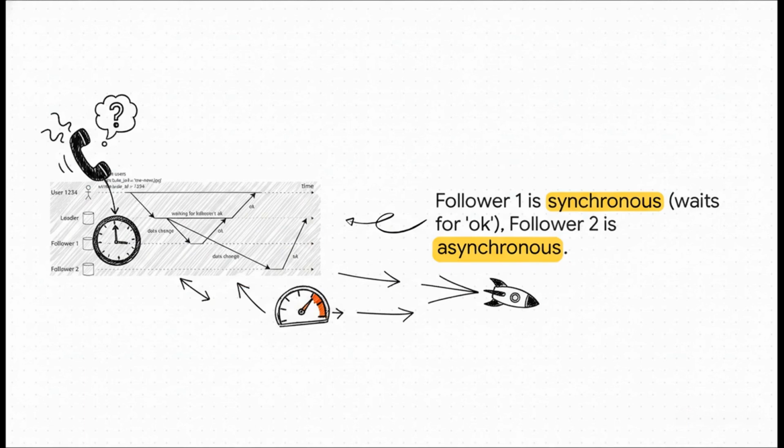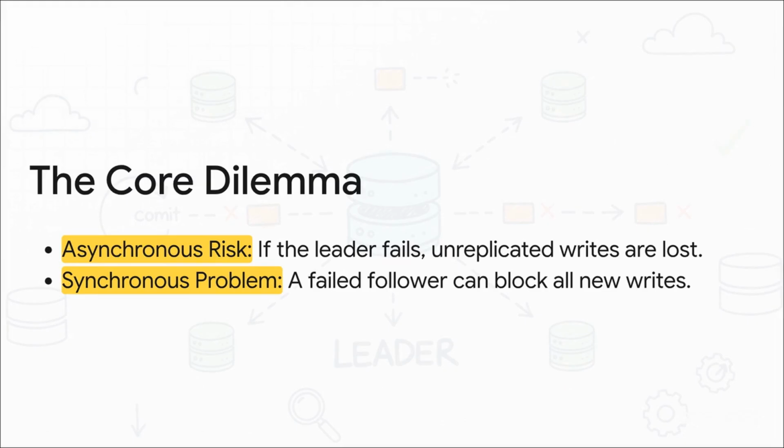And this diagram really nails the difference. See follower 1? The leader sends the data, and then it's stuck, just waiting for that OK to come back. That is our synchronous phone call. Now look at follower 2. The leader sends the data and immediately moves on to the next thing. It doesn't wait for a reply. That's our asynchronous text message.